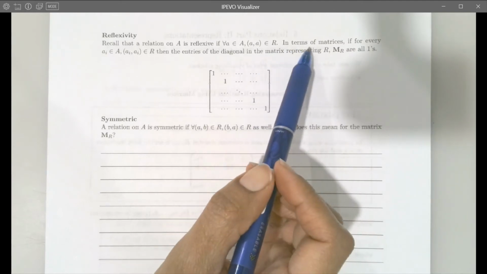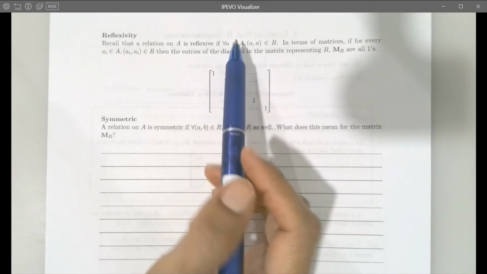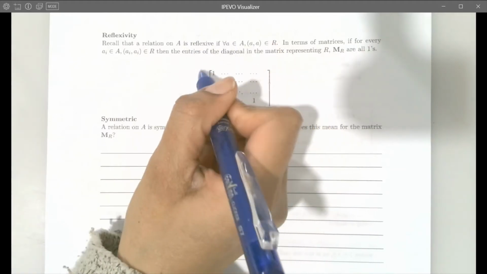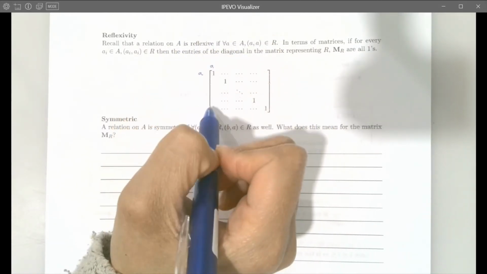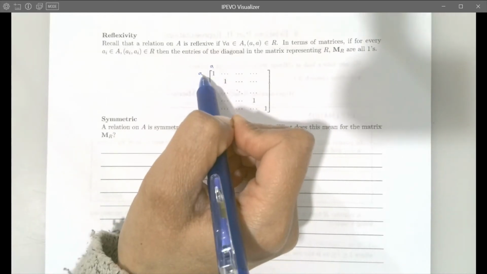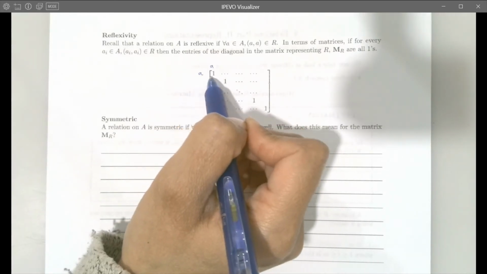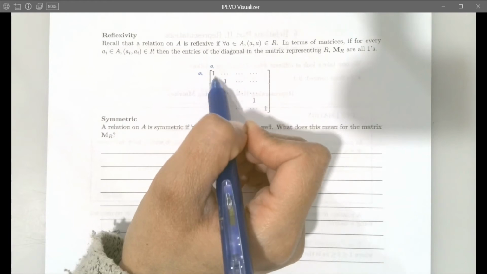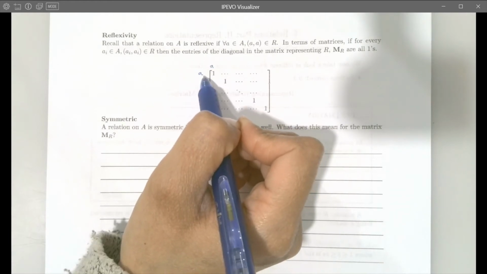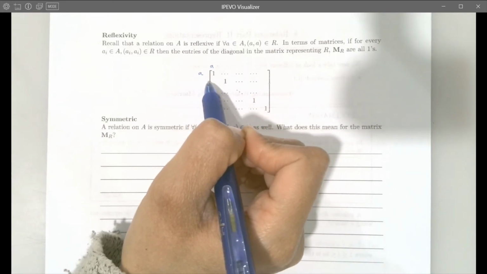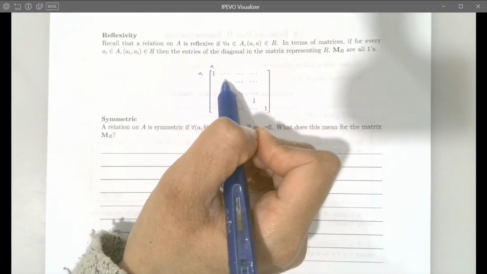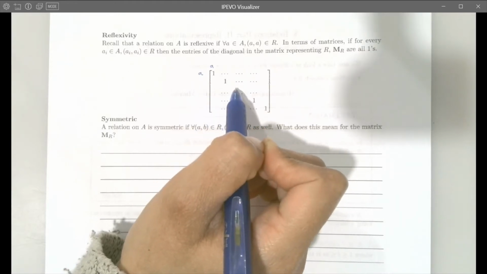So in terms of matrices, if you think about it, that means that if this is A and this is A, and remember it's a relation on A, so the inputs and the outputs are going to be the same. The first row is representing the same element as the first column. So if A, comma A is part of the relation, that means that we'll see a 1 at this position. We'll also see it on the second row, second column, on the third row, third column.